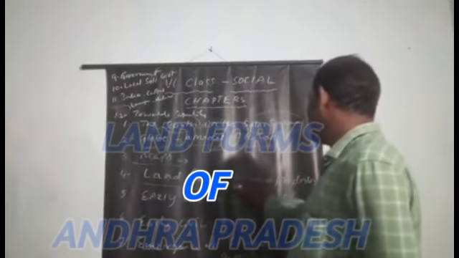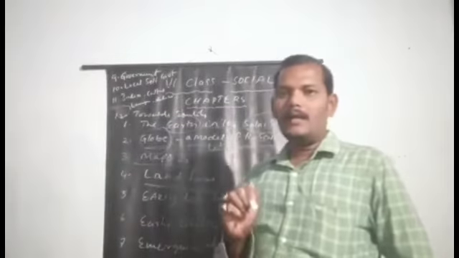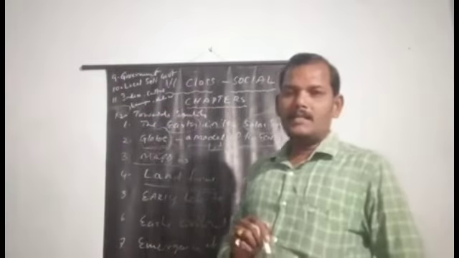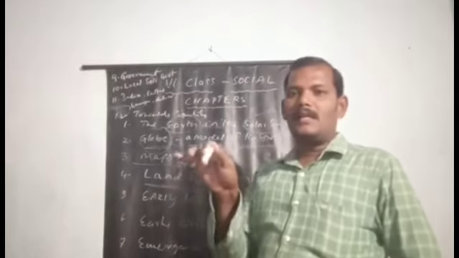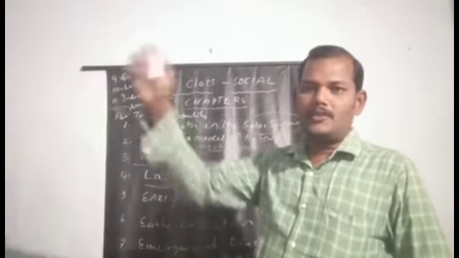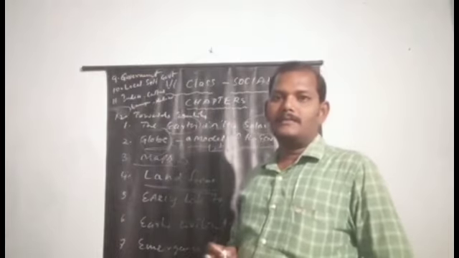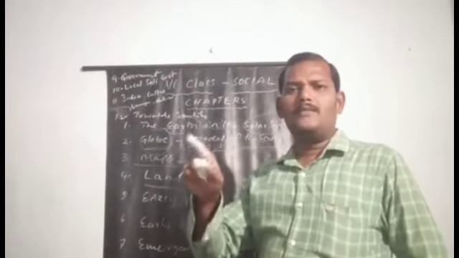Next, landforms of Andhra Pradesh. Landforms means the land is not uniform. Take example, we see in our surroundings, some areas are completely flat areas. Some areas consisted of hills. Some areas consisted of rivers. Some areas consisted of some mountain areas. So those are all the different landforms.